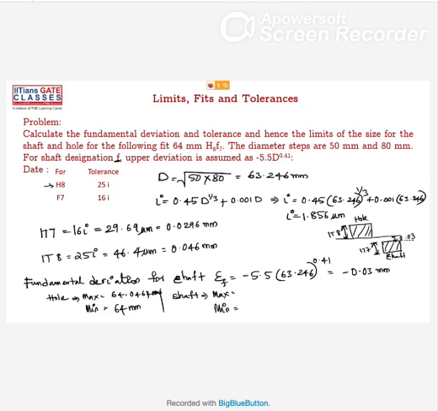So if you take 0.03, the maximum value of the shaft is 63.997, and 63.997 minus 0.0296, how much is that? It is 63.9674. Okay, 63.9674 is the minimum value of the shaft. Okay, everything has been calculated.